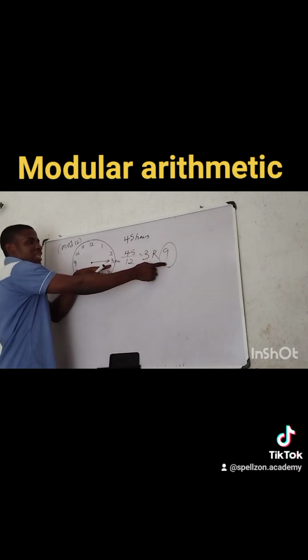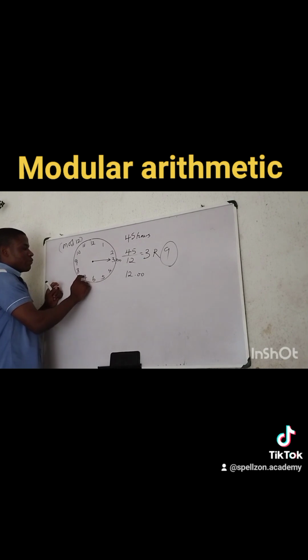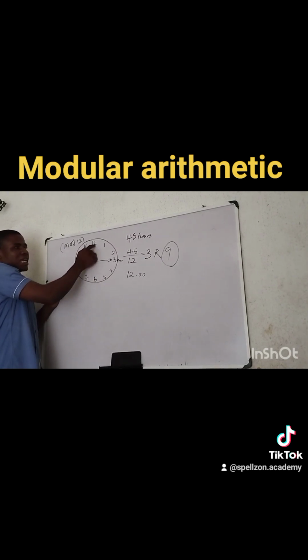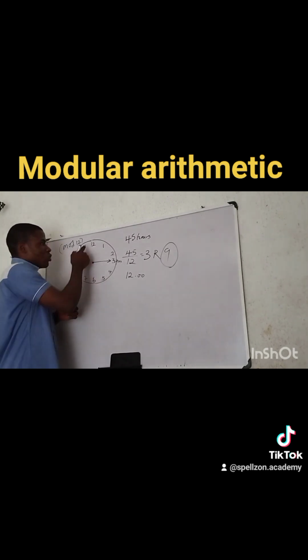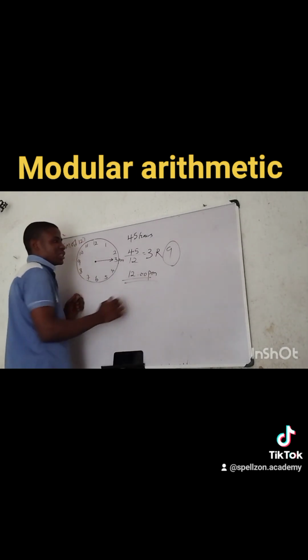Now the remainder is 9. We count from 3 o'clock in the morning: 1, 2, 3, 4, 5, 6, 7, 8, 9. So it is 12 o'clock. Once you enter 12 o'clock in the afternoon, that's 12 p.m. And this is our answer.